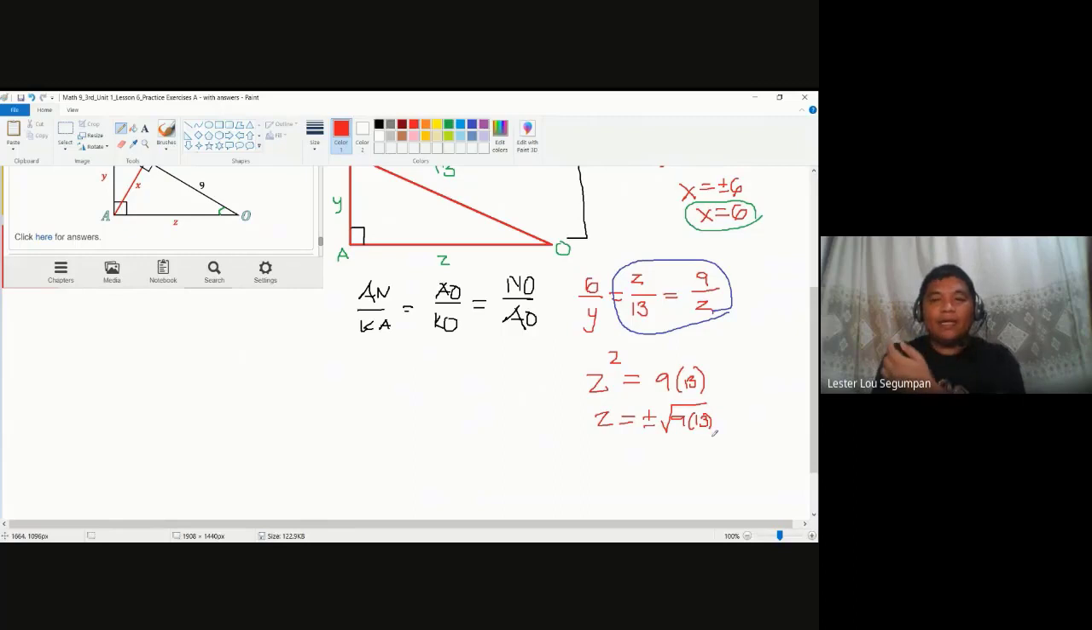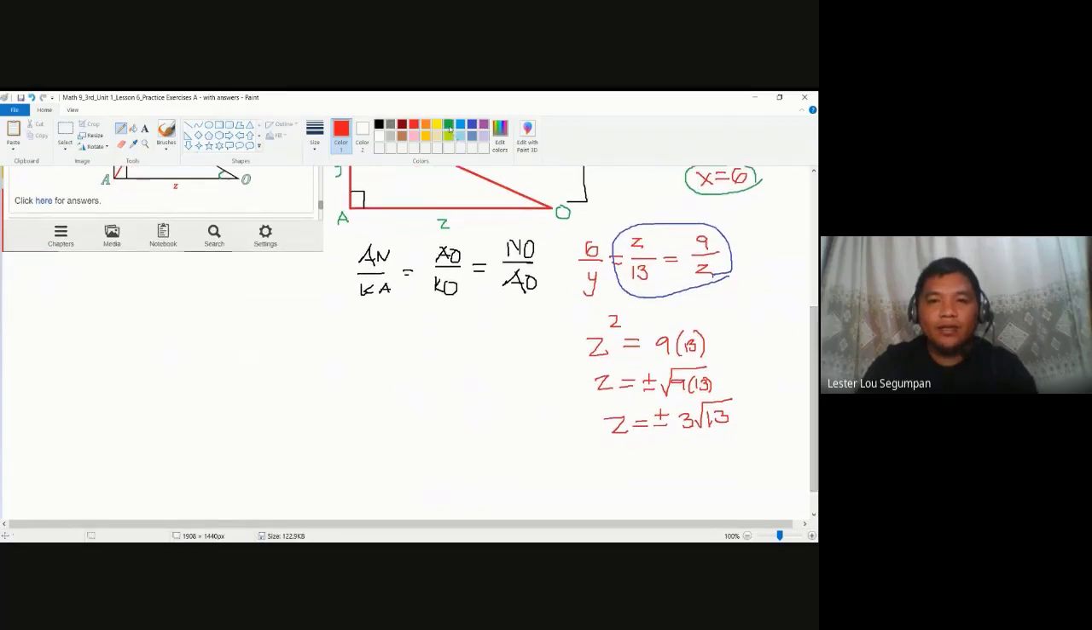I did not multiply it because you could actually remove 9. So z is equal to positive, negative 3 square root of 13. But since again it's measurement, we shall only accept z equal to positive 3 square root of 13. This is the value for z.